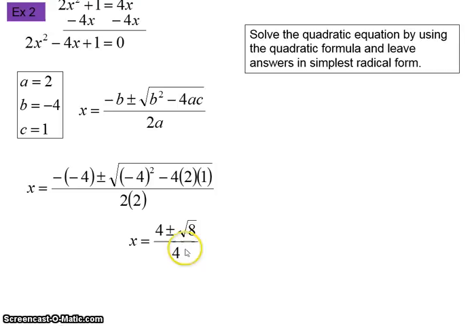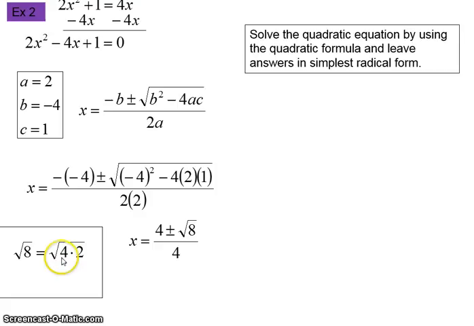Now, notice that the square root of 8 can be simplified, because the square root of 8 equals the square root of 4 times 2. Of course, 4 is our perfect square, so the square root of 4 is 2. Since it was a perfect square, we dropped the radical. Now, what we have is 4 plus or minus 2 square root of 2, since the square root of 8 is 2 square root of 2.